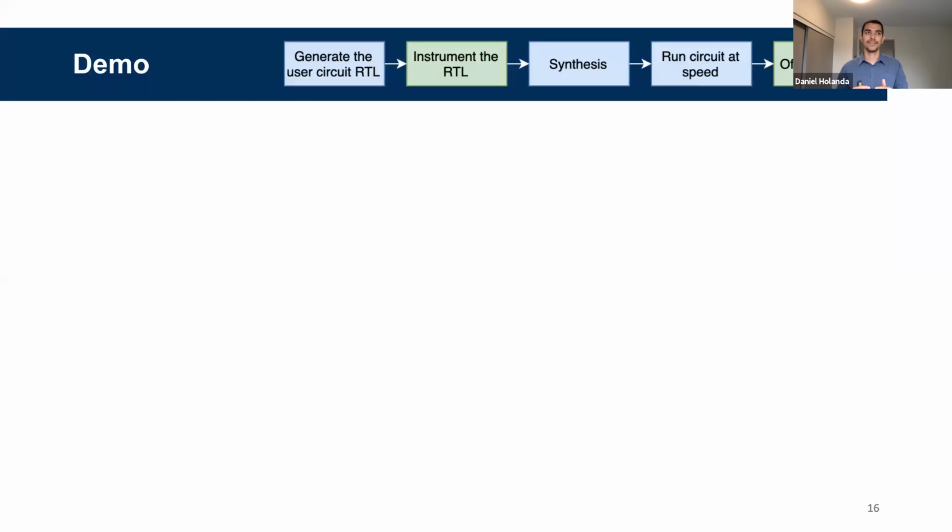First, I'm going to generate a circuit. I'm basically going to come up with a circuit that we can debug. Then I'm going to instrument the RTL. After instrumenting the RTL, we're going to synthesize the circuit. We're going to run it at speed. And finally, we're going to perform our offline replay. So let's start here by generating the circuit.